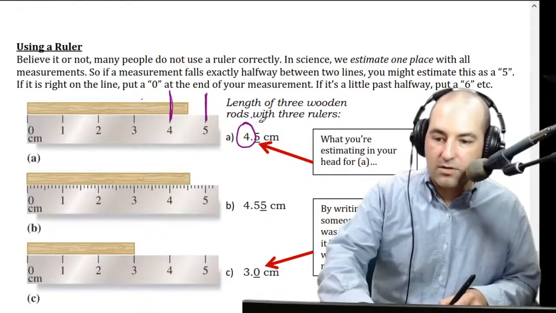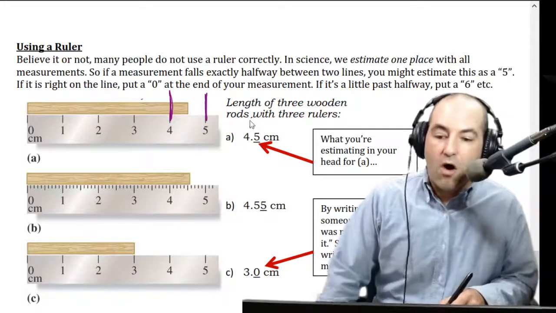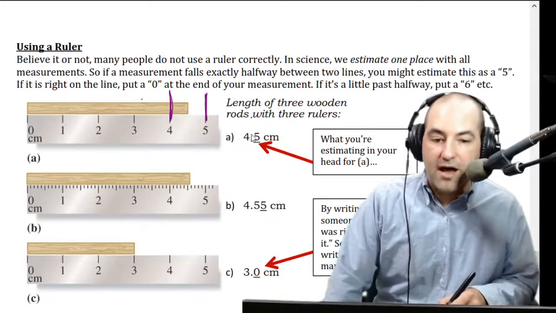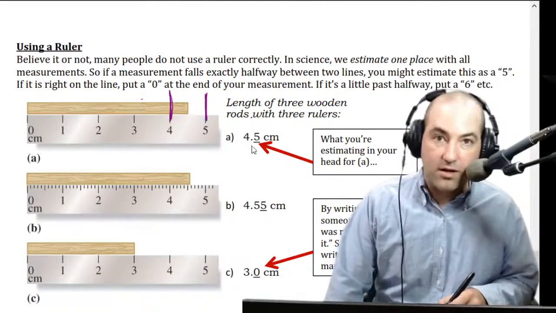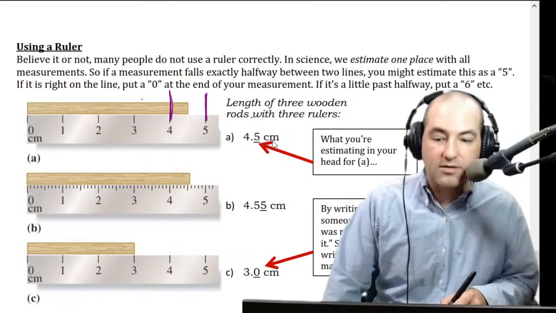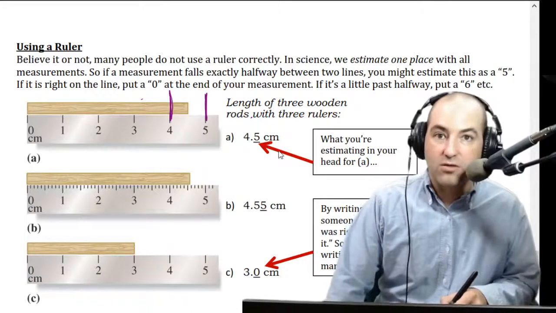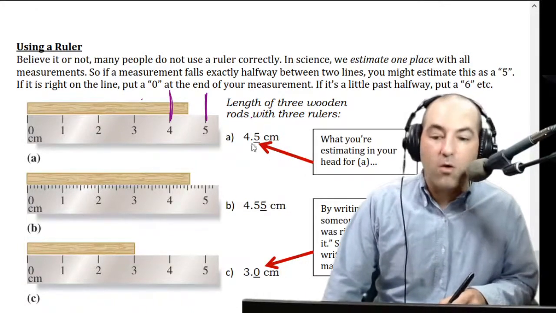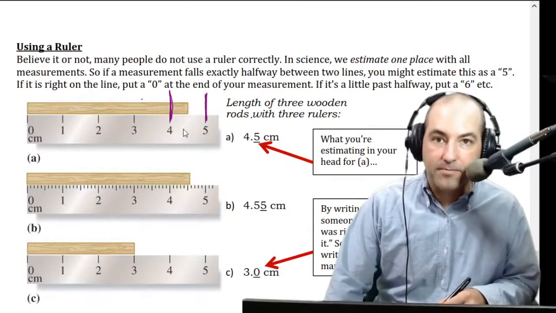I'm just going to erase this. All right, so that 5 is an estimated digit. Now, both of those digits, the 4 and the 5, are significant. So they're both written down, and this measurement should be written as 4.5 centimeters, not 4.50 or 4.500 or anything like that. You can only estimate one digit past what's marked on the ruler.